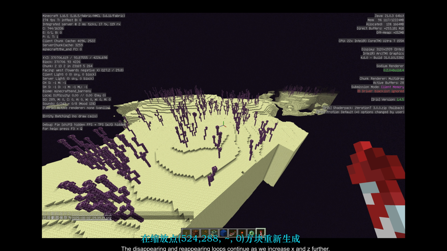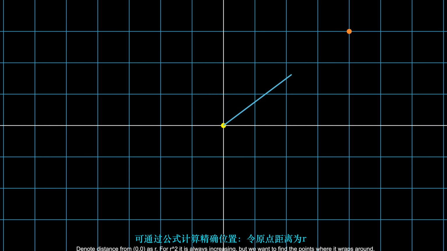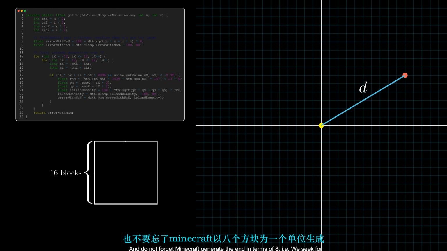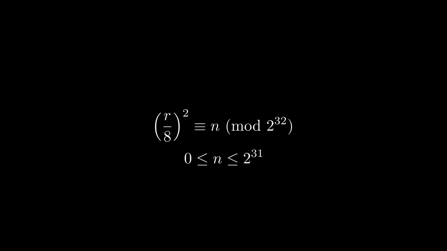The disappearing and reappearing loops continue as we increase x and z further, and we can derive some formulas to calculate the exact points. Denote the distance from the original point as r. For r squared, it's always increasing, but we want to find the points where it wraps around. And do not forget Minecraft generates the End in terms of 8. In other words, we seek (r over 8) squared equals n when mod 2 to the power of 32, where 0 is smaller or equal to n, which is smaller or equal to 2 to the power of 31.